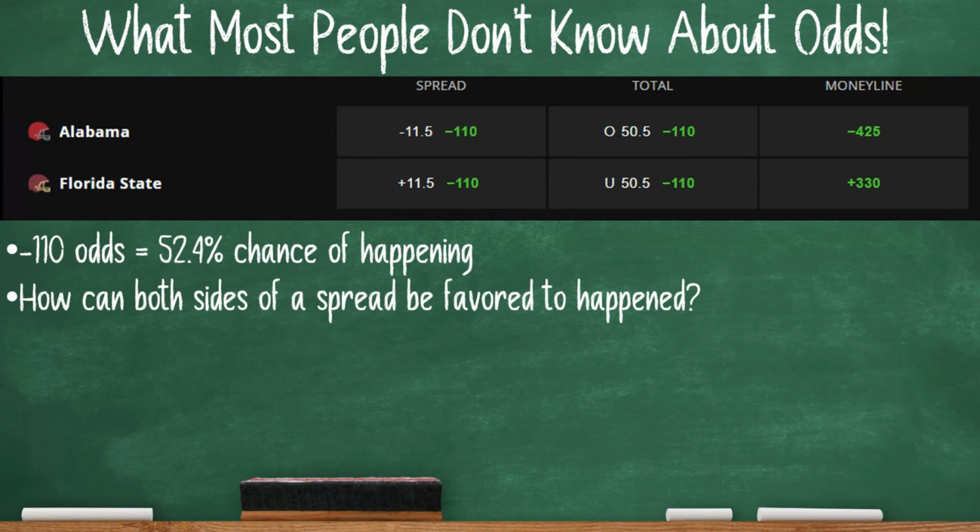Now, you may be thinking to yourself, well, hold on. If the spread is minus 110 for Alabama and minus 110 for Florida State, how can both sides have a greater than 50% chance or a favorite chance to happen? That doesn't make sense. If you add those two together, it's over 100%, right? And if you were paying close attention when I talked about the money line, I said Alabama has an 81% chance of winning and Florida State has a 23% chance of winning. Well, if you add those together, that's 104. Again, that's more than 100. That doesn't make any sense, right?